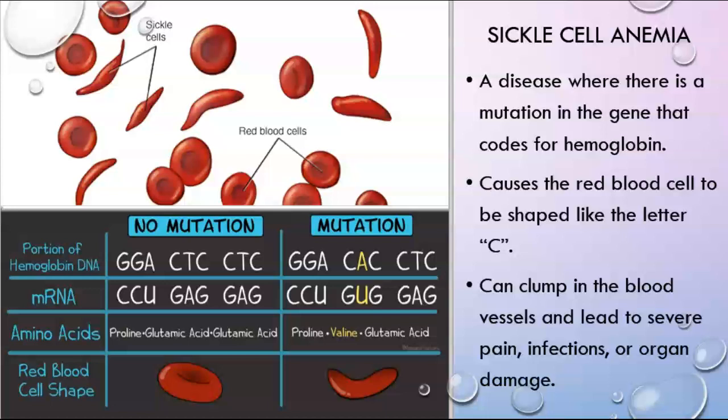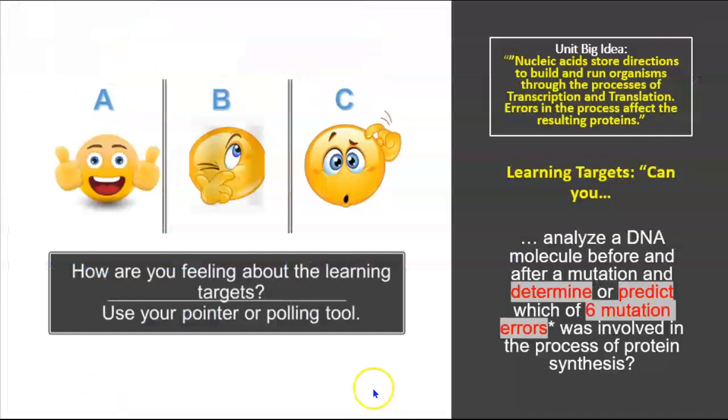Take a minute and consider how you're feeling about the one learning target we've got to focus on, where you analyze a DNA molecule before and after a mutation and determine or predict which of 6 mutation errors was involved. So tomorrow we're going to practice going from DNA to protein and looking at that, and then the protein sequence backward and looking at that.